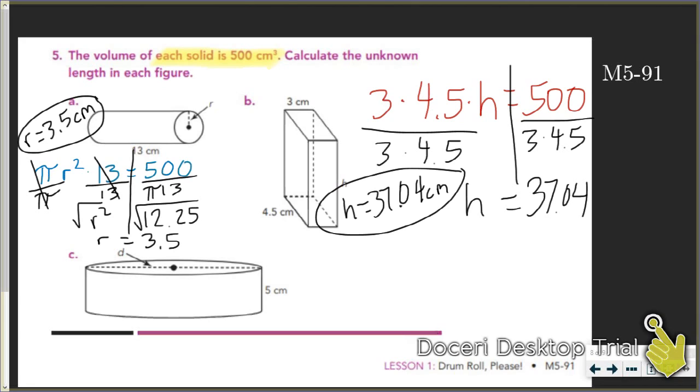Okay. All right, so following that same pattern, I want you guys to give C a try. We're looking for the diameter, we're given the height, and we know the volume. Okay, I'm going to give you 1 minute to solve this one on your own. Ready, go.